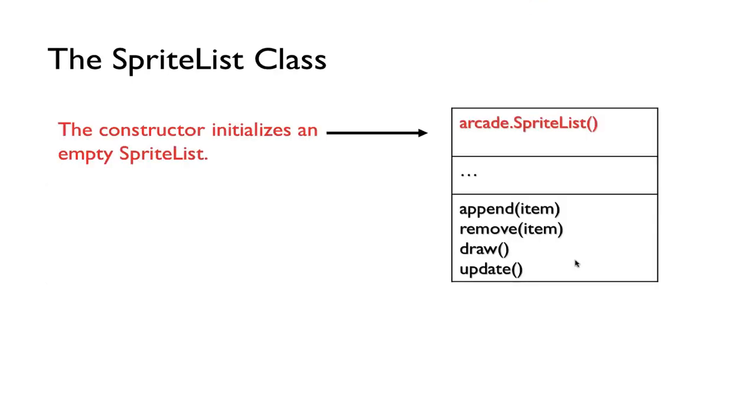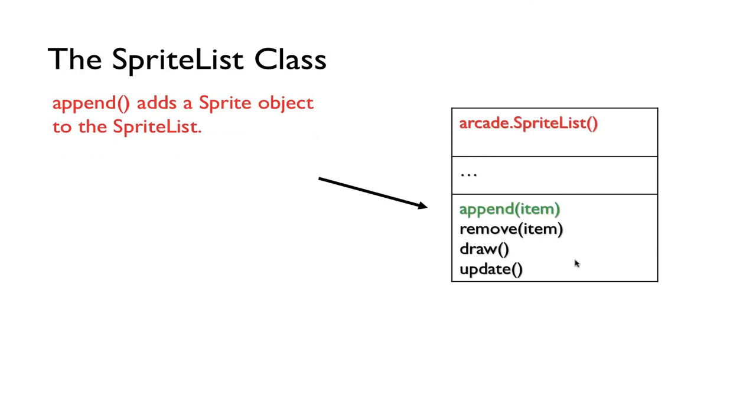Okay, so the SpriteList class is very simple. The constructor with no argument will initialize an empty sprite list. A lot of this is very similar to a regular list in Python. You have the append method, which allows us to add a sprite object onto the list. And a sprite can belong to multiple sprite lists.